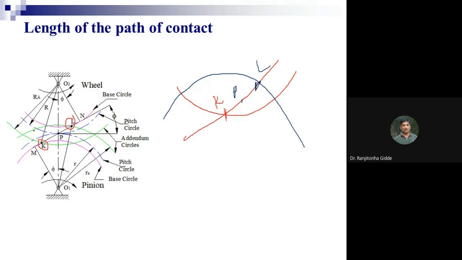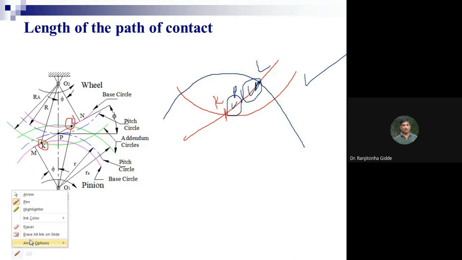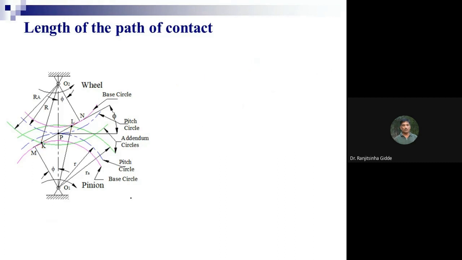So whatever focused area I have drawn here, have you all understood, right? This is drawn separately here, and we need to find the value of KP and PL, the length of path of approach and the length of path of recess.